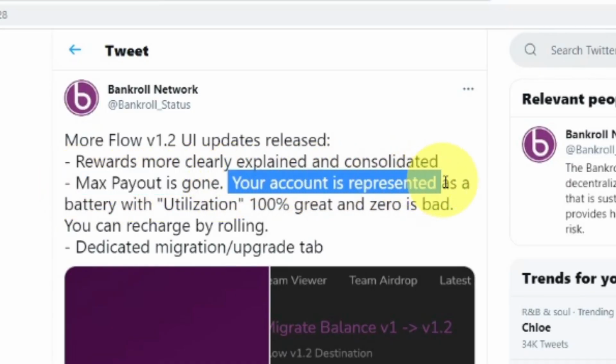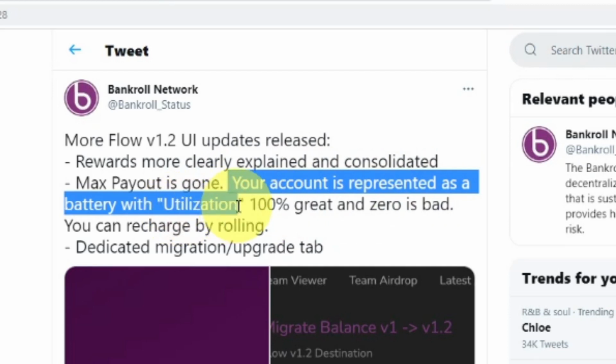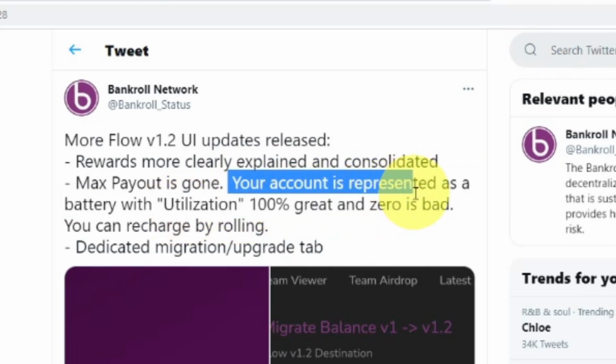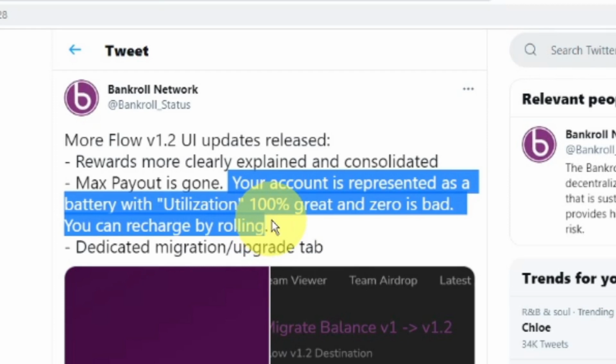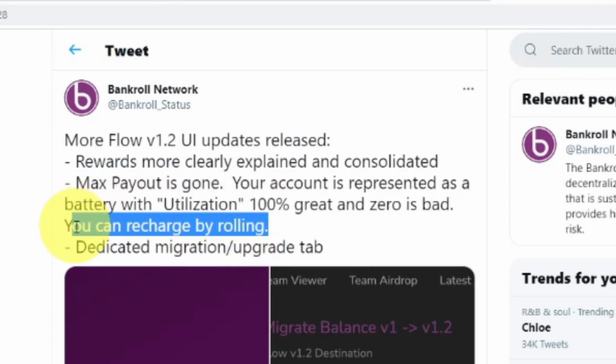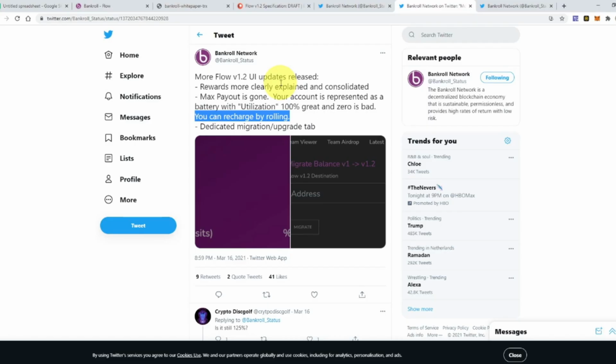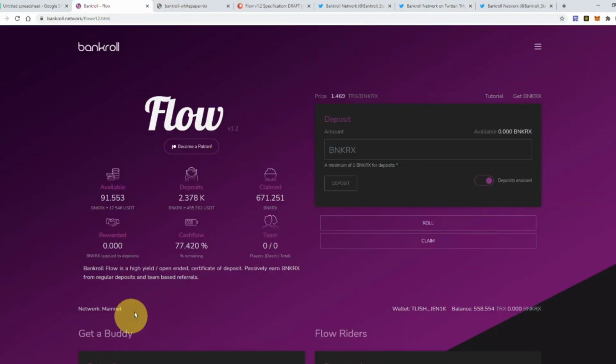Your account is represented as a battery with utilization: 100% is great and 0 is bad. You can recharge by rolling." And I think this is the controversial statement that everybody is freaking out about, because whenever you actually hit roll, your percentage goes down. It doesn't recharge. However, we will review that it actually does, but not until it gets to a certain point.